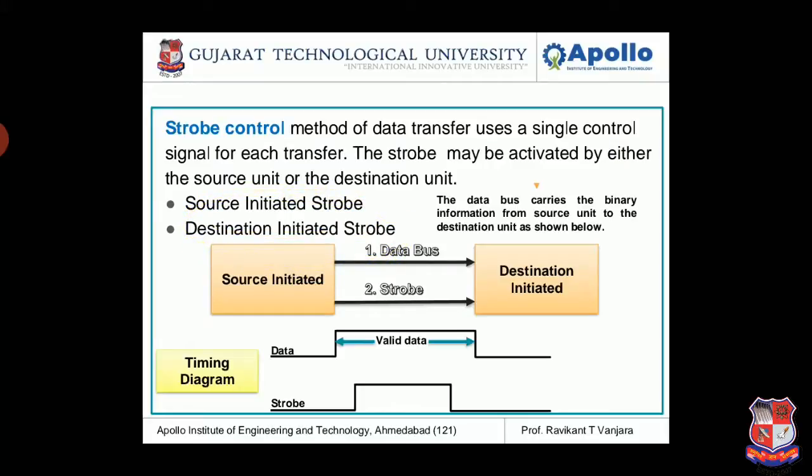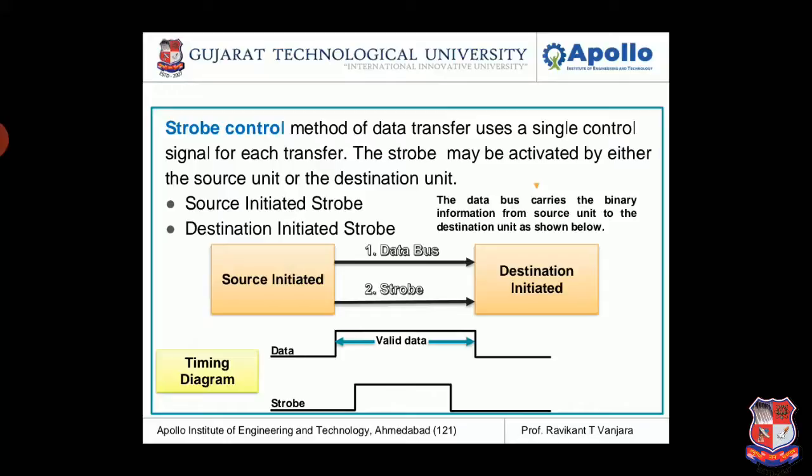Let us discuss the source initiated stop method. The meaning of initiate is start. If it is source initiated, it means the source unit starts the operation. Destination initiated means the destination unit starts the operation. So let us discuss first the source initiated stop. Let us look at the block diagram of source initiated stop.